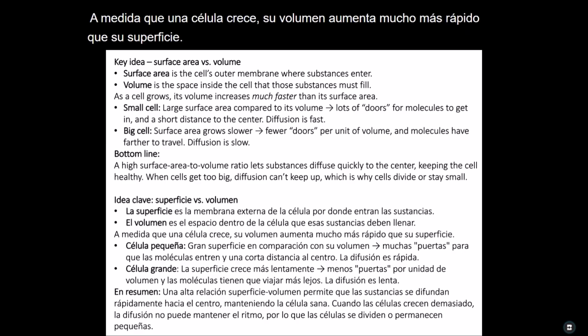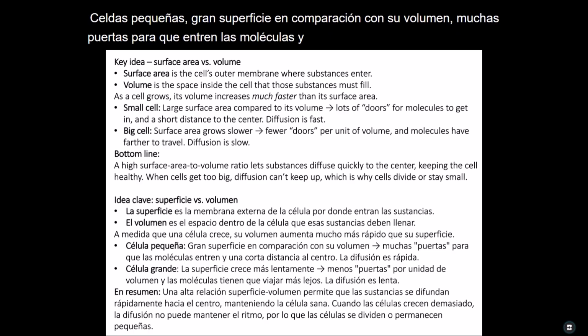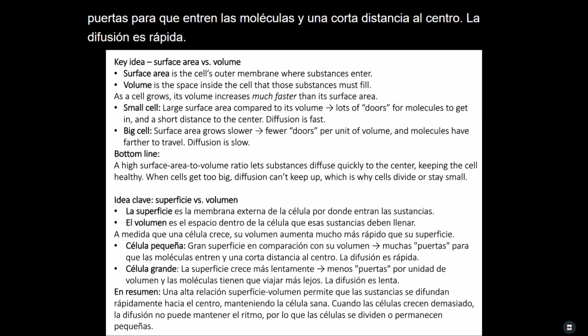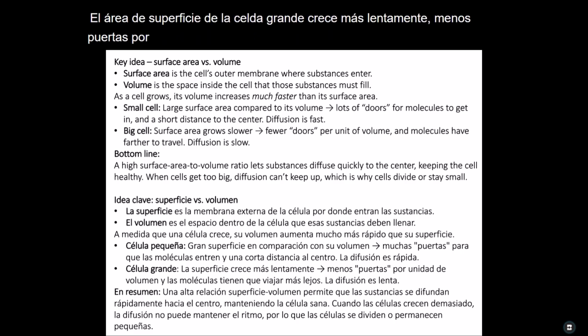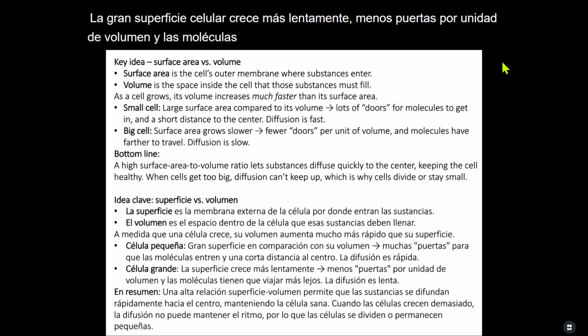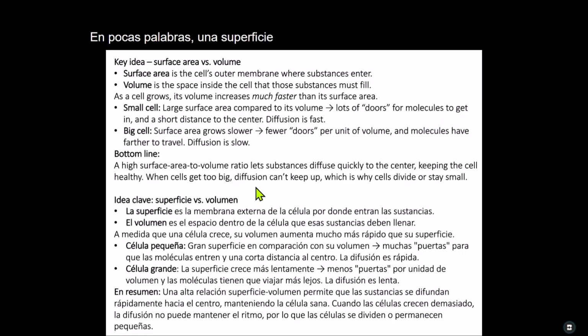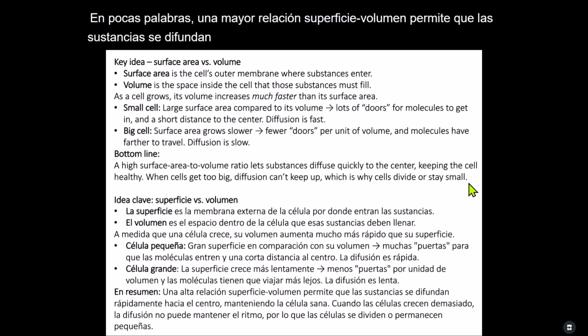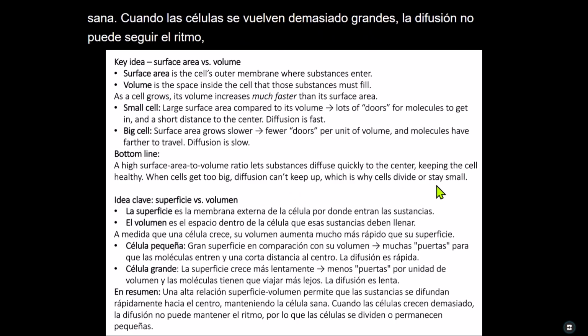Small cells have a large surface area compared to their volume. Lots of doors for molecules to get in and a short distance to the center. Diffusion is fast. Big cell: surface area grows slower, fewer doors per unit of volume, and molecules have further to travel. Diffusion is slow. Bottom line, a higher surface area to volume ratio lets substances diffuse quickly to the center, keeping the cell healthy. When cells get too big, diffusion can't keep up, which is why cells divide or stay small.